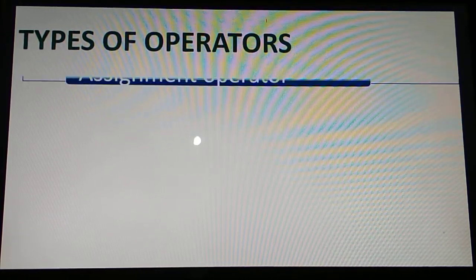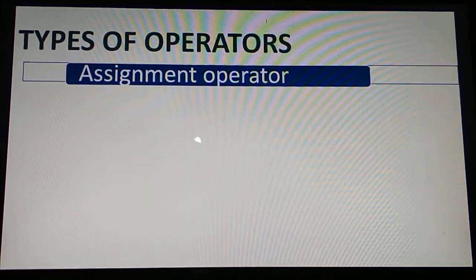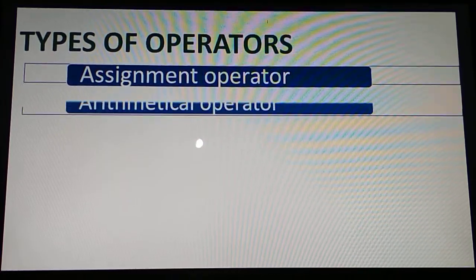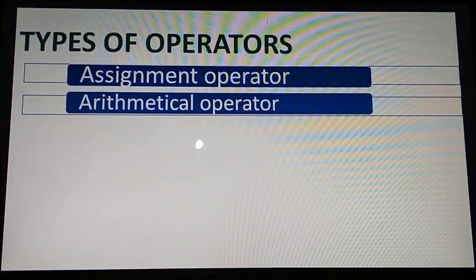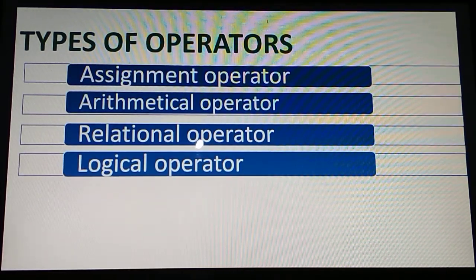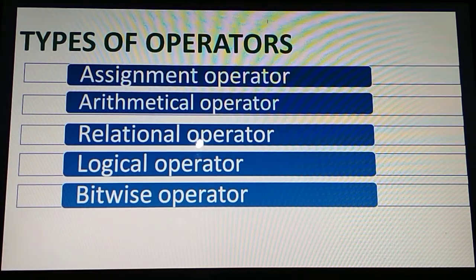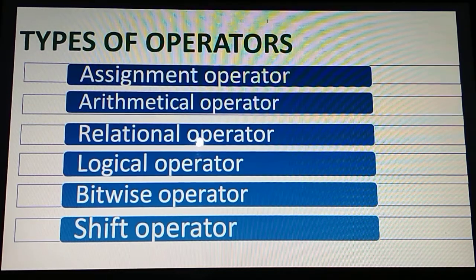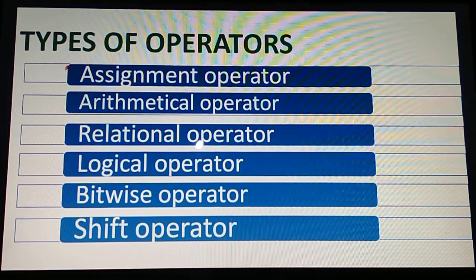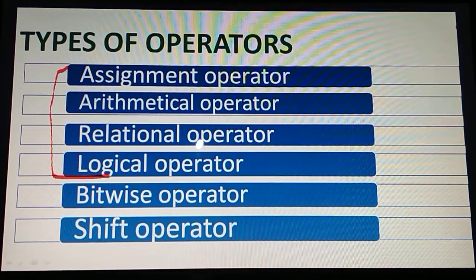Now let us see the types of operators. How many types of operators are there? First is the assignment operator, second is the arithmetical operator, third is the relational operator, fourth is the logical operator, fifth is the bitwise operator, and sixth is the shift operator. Mainly we learn about four operators: assignment, arithmetical, relational and logical.